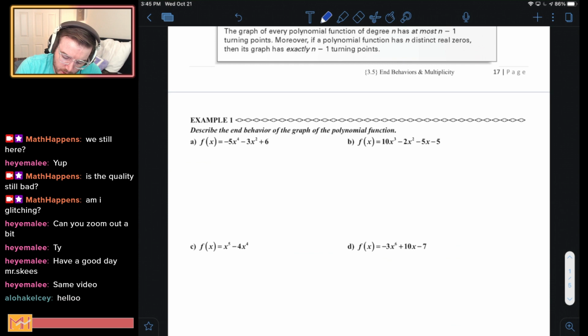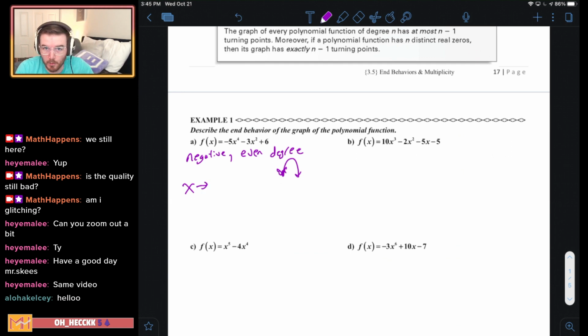So here, with these quick questions, it just asks us to describe the end behavior. I see that it's negative with an even degree, so I know it has to be down, down. I'm going to write this out maybe twice. As we go to the left, we're going down. As we go to the right, we're going down.